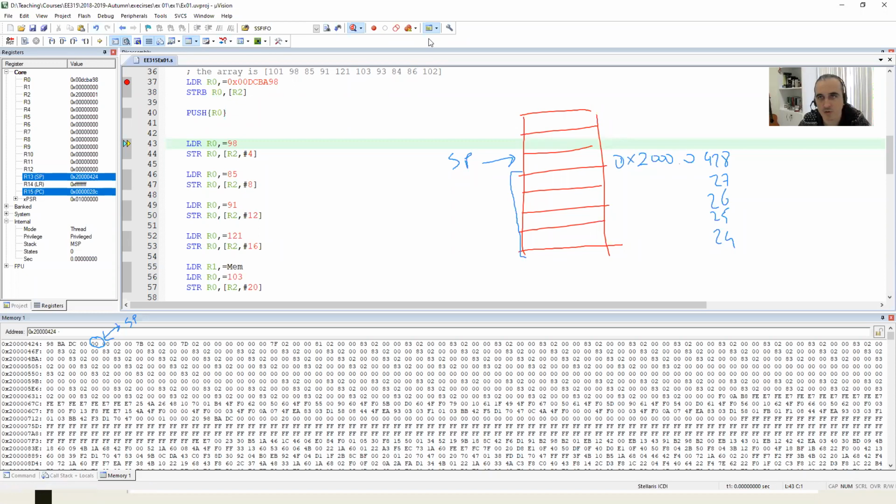Let me change my drawing. Now the stack pointer is pointing to here. Just like in my example, stack pointer is pointing, sorry, stack pointer is pointing to here now. So it is. So stack pointer is pointing to here now.